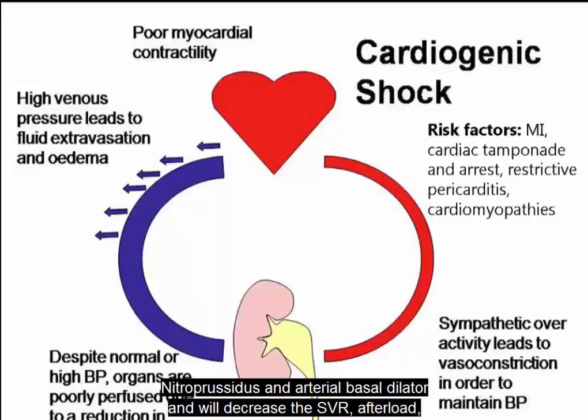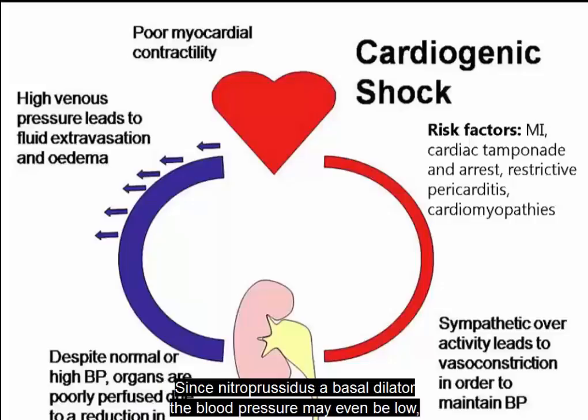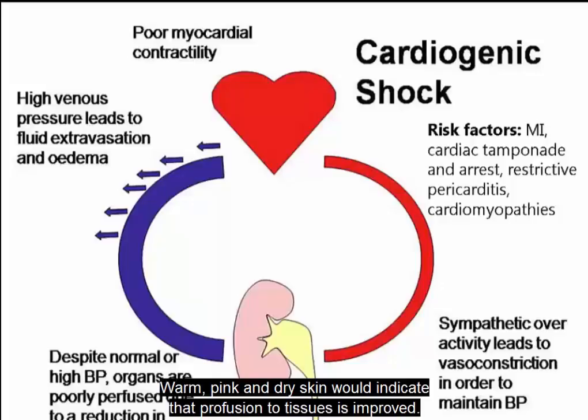Nitroprusside is an arterial vasodilator and will decrease the SVR and afterload, which can improve cardiac output. Since nitroprusside is a vasodilator, the blood pressure may even be low, even if the medication is effective. Warm, pink, and dry skin would indicate that perfusion to tissues is improved.